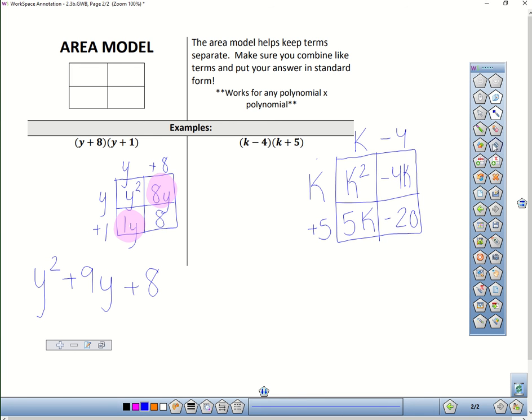Now, I can combine two of these, right? I can combine this one and this one. So what is 5k minus 4k? 1k. Okay. So now we're left with k squared plus k minus 20. And that's your final answer.